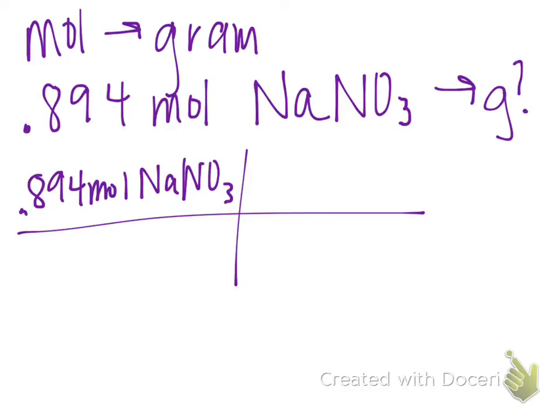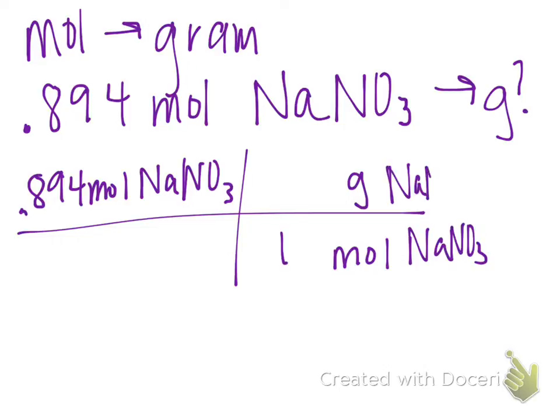Yeah, good. The atomic mass, the molar mass, molecular mass, whatever. The molar mass. So we want to get rid of moles. Where does it need to go? On the bottom. And where does grams need to go? What does mole always get here? The 1. Good. NaNO3, and this is still NaNO3.